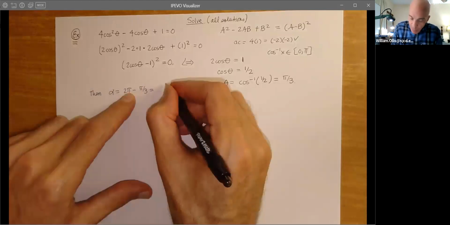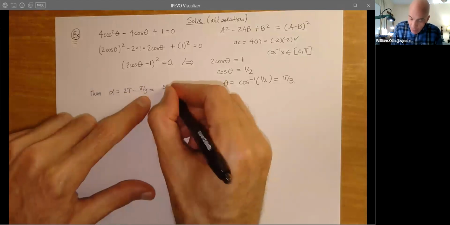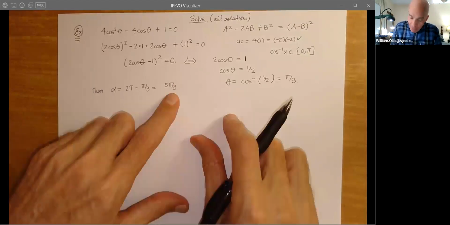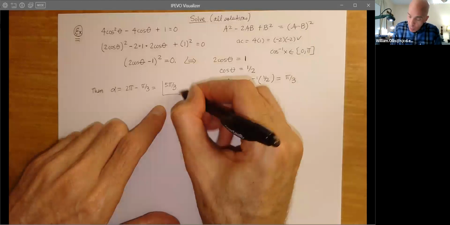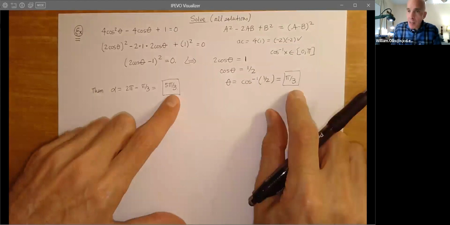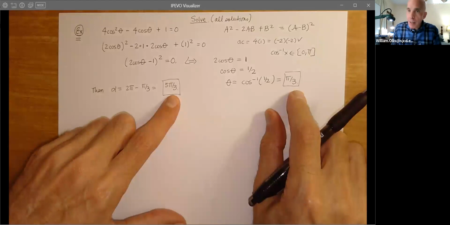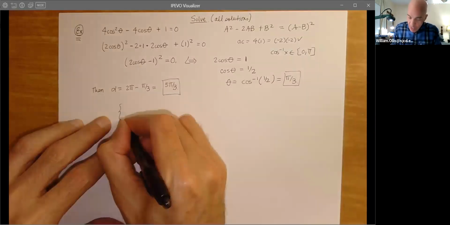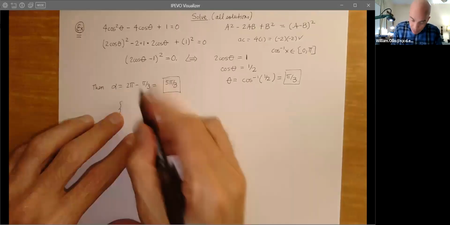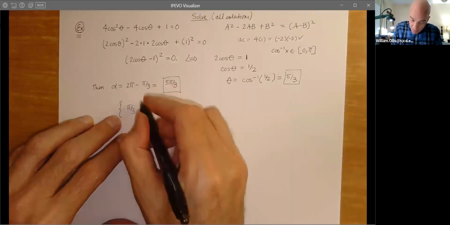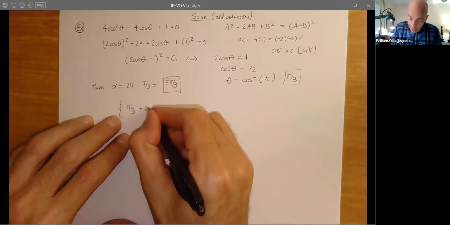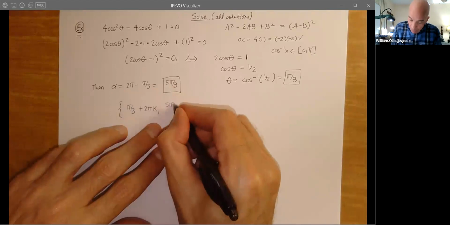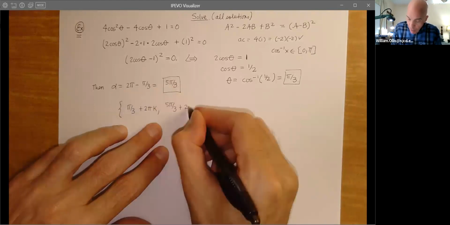So that'd be 2 pi minus pi over 3. So that's 5 pi divided by 3. So now for all solutions, we have this one and this one, which are the only ones in 0 to 2 pi, and we add the multiples of 2 pi, or 2 pi k. So the solution set, think of this as the WebAssign box, will be pi over 3 plus 2 pi k, and then we get 5 pi over 3 plus 2 pi k.